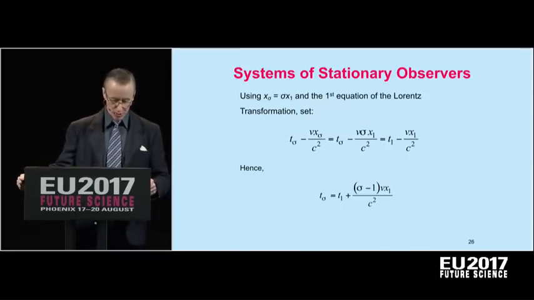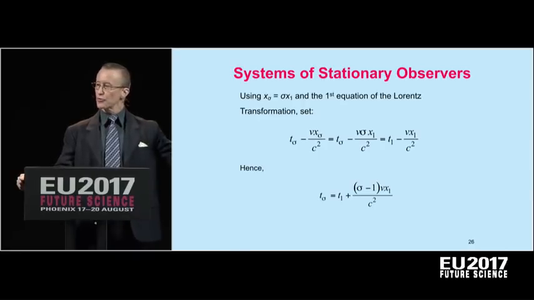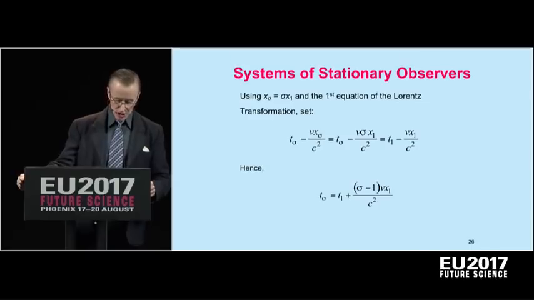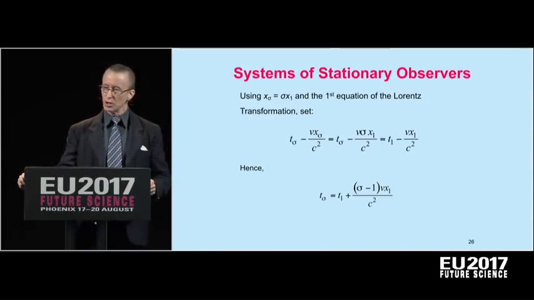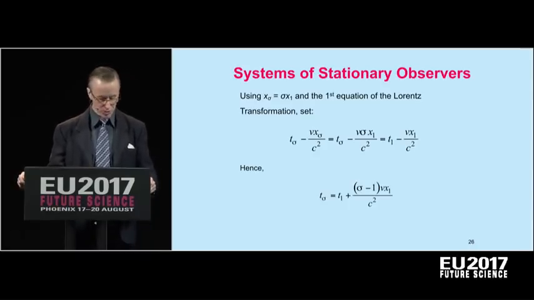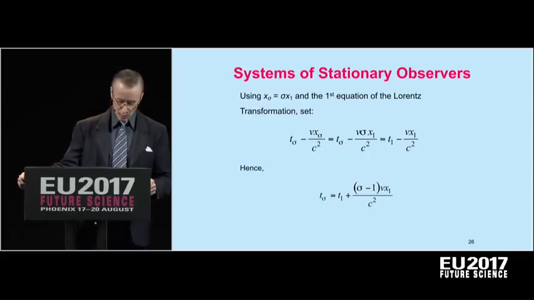So if we use x sub sigma equals sigma x sub 1, and the first equation of the Lorentz transformation, which was 3 or 4 slides ago, and we stick it in there, there's only one way we can ensure that we get consistency of the Lorentz transformation. And we get this equation for the times: t sub sigma equals t sub 1 plus (sigma minus 1) v x sub 1 over c squared.